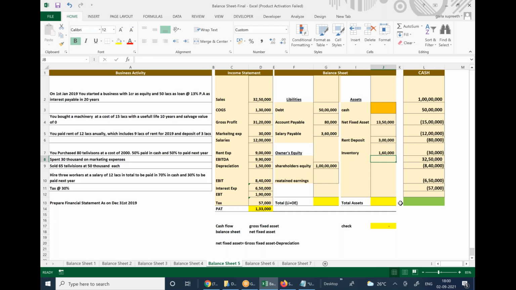But now in your storeroom, you no longer have 80 TVs. How many TVs do you have? So you need to check how many did you sell. You already sold 65 TVs. So can you tell me how many you have in your storeroom? You have only 15. So it will be equal to 15 into what price did you buy the TV for? 2000. 30,000 remaining. Did you get this?